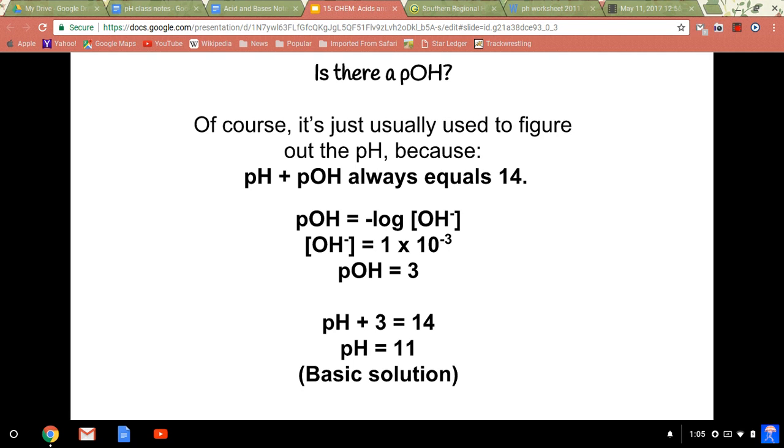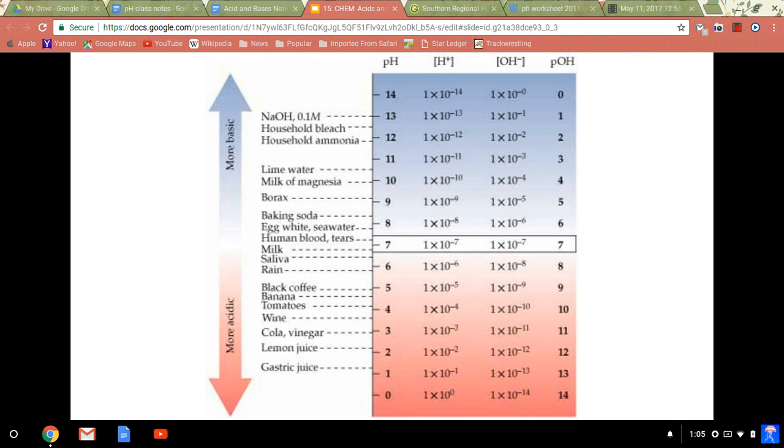Is there a pOH? Since we've only been talking about the potential of hydrogen, there is a potential of hydroxide, but it's not really used. So you don't have to worry about it, but I just wanted to let you know that it existed. So here are some more substances, and it has their pH, their hydrogen ion concentration, hydroxide ion concentration, and pOH, just for comparison. On your sheet, you can list a couple basic and acidic substances.